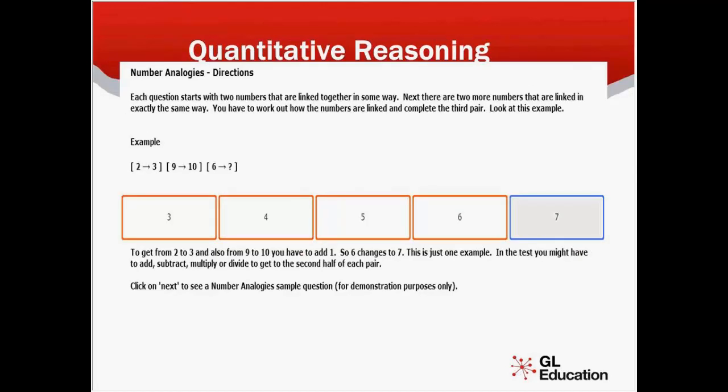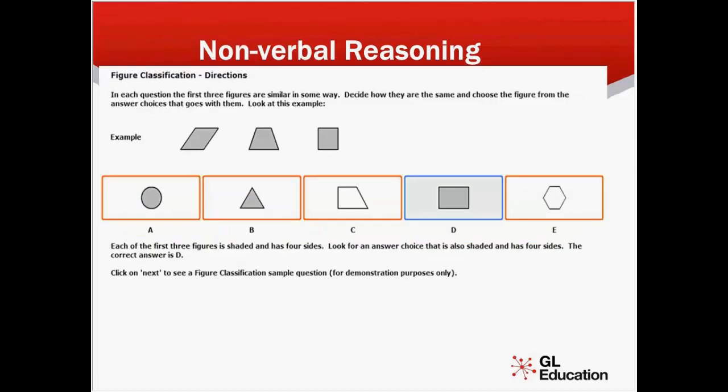If we look at a quantitative reasoning question, the example here is 2 to 3 is the same as 9 to 10, which would be the same as 6 to, and obviously they're going up in ones, so the correct answer there would be 7. This question here is looking at a non-verbal reasoning question. Okay, we've got 3 shapes. We need to identify what is similar about those 3 shapes in the example, and then pick the next one from the list of options that would be the most appropriate. So the common elements to those 3 shapes are that they're all shaded and they've all got 4 sides. So the only possible correct answer from the choices that we're presented with is D in this case.